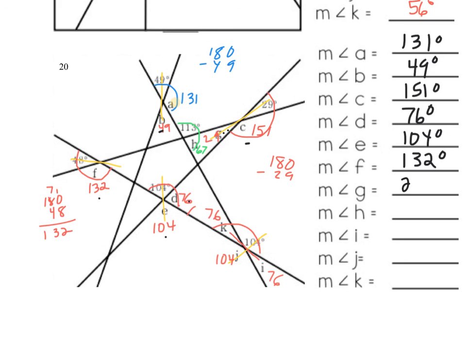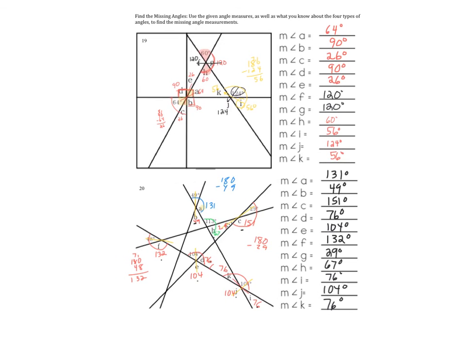That's 29. H is right there, 67. I, right here, 76. J, 104. And K, right there, 76. All right, there we go. That wasn't so bad. You just have to find the angles that are directly across from each other, and that will help you, with the clues, the vertical angles. All right.